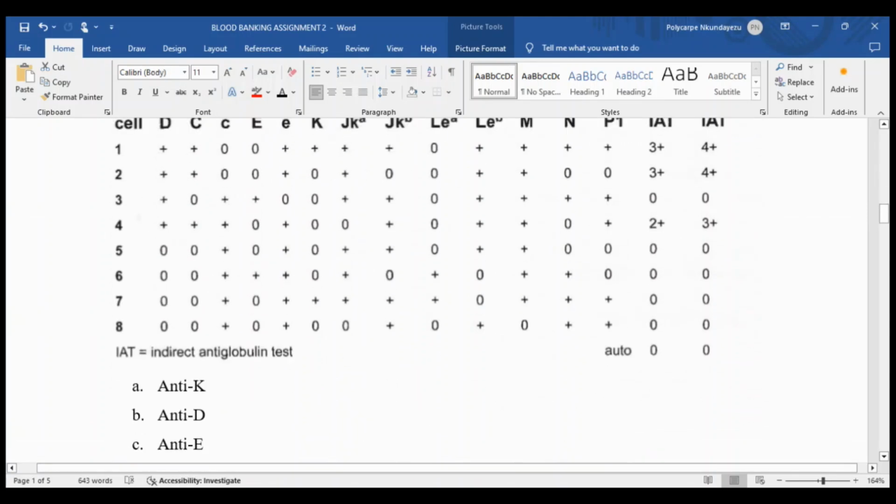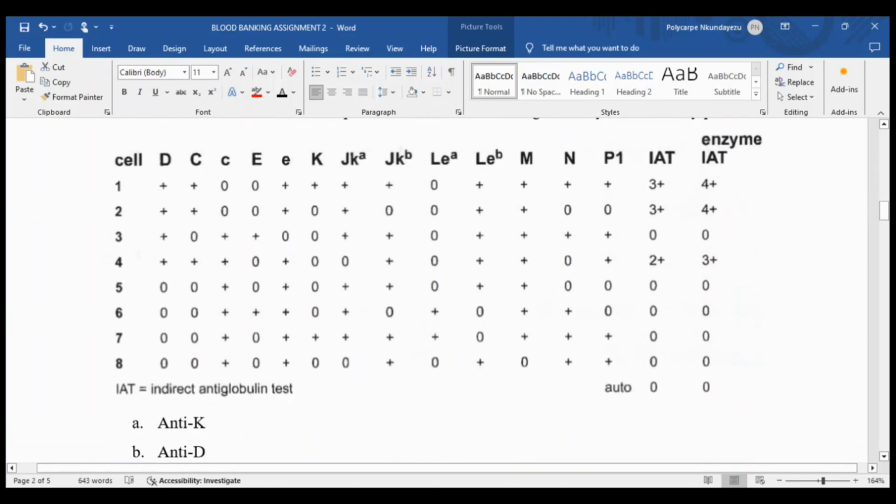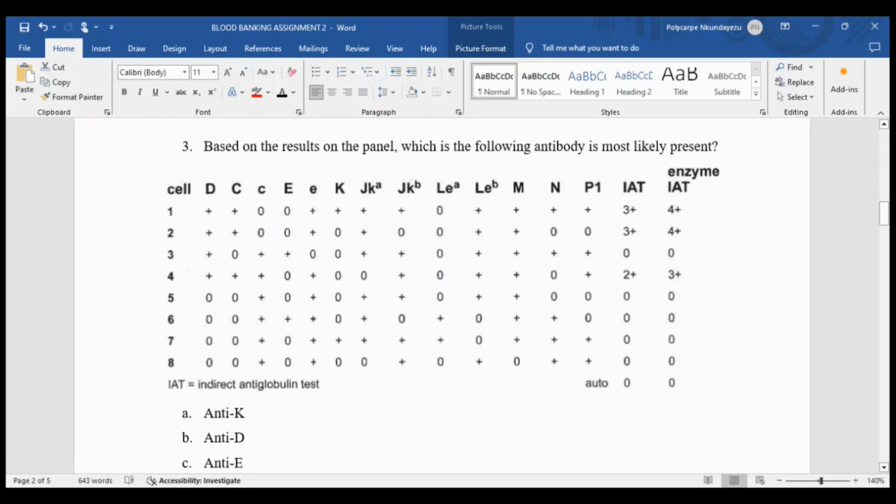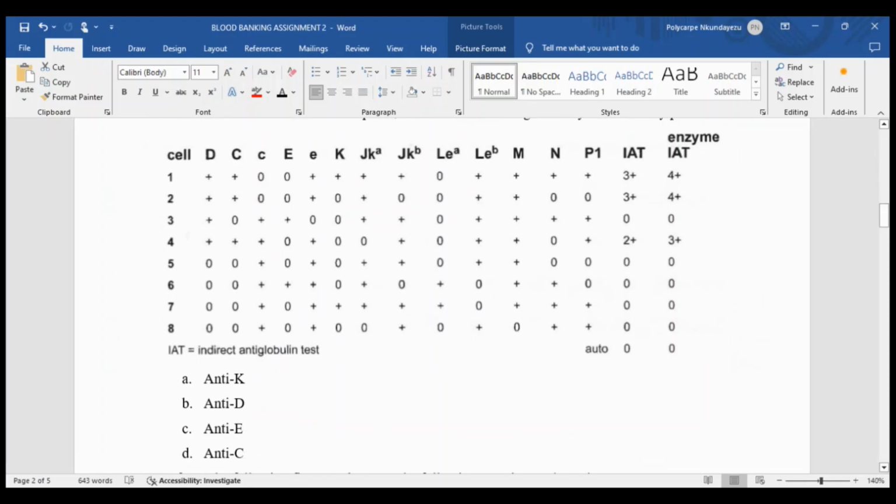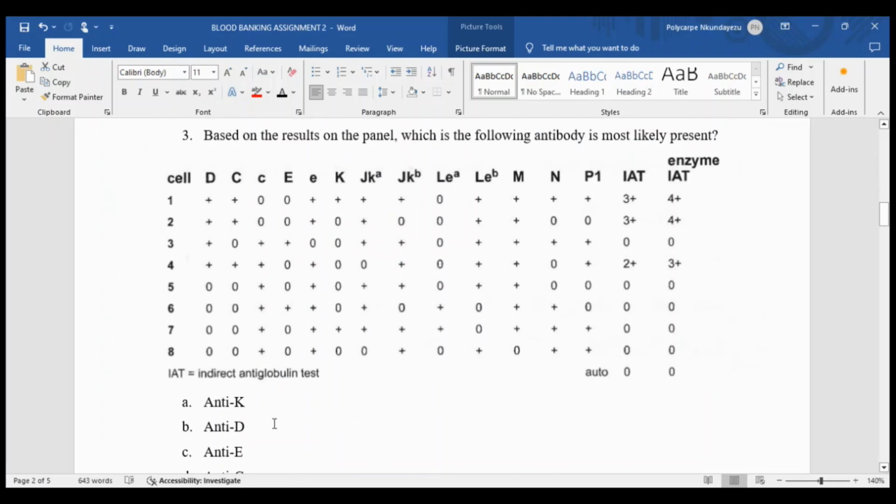So here we go to another panel. We have panel cells here, so I think we can even go through the 3 panels. That will be okay for us today, because we have no problem now, so long as we have what to do. We have panels, and if we are now able to understand how to deal with the panel, for me, I'm satisfied. Okay, so we have question number 3, which, based on the result on this panel, of the following antibodies is most likely present?